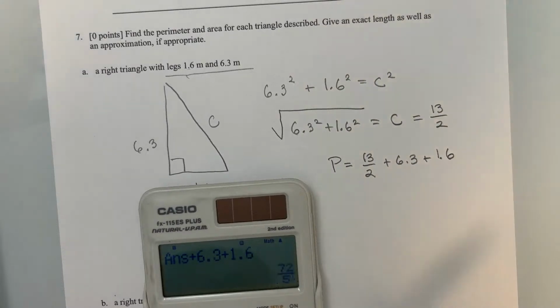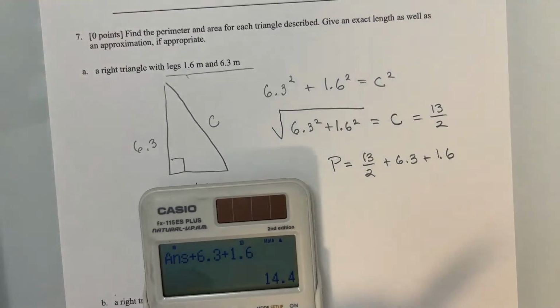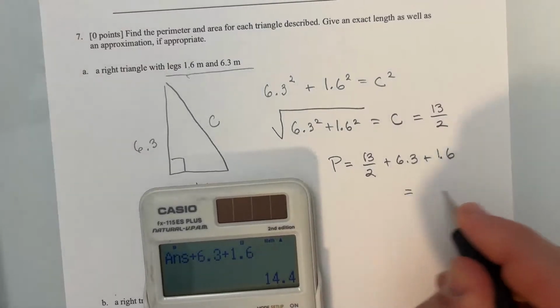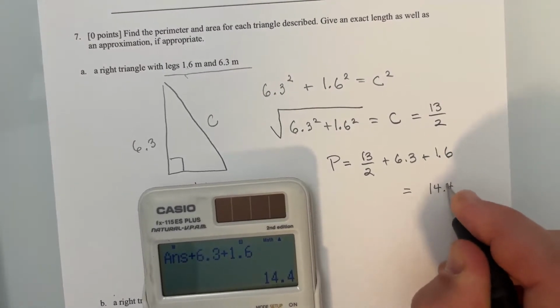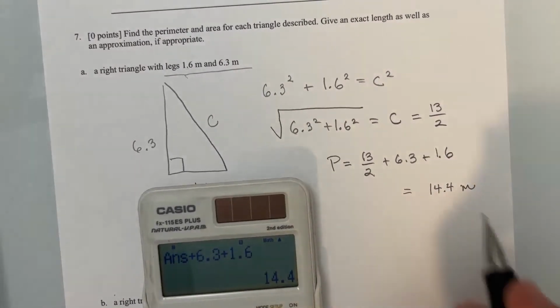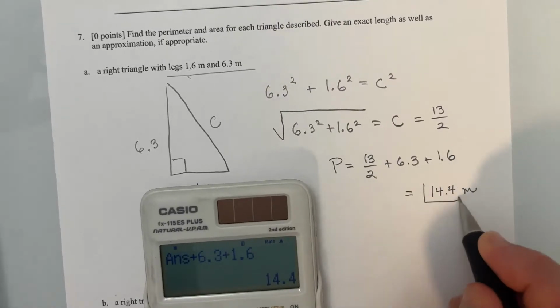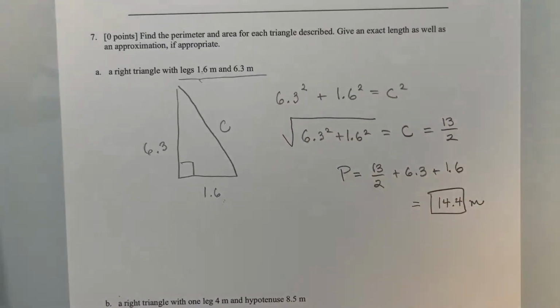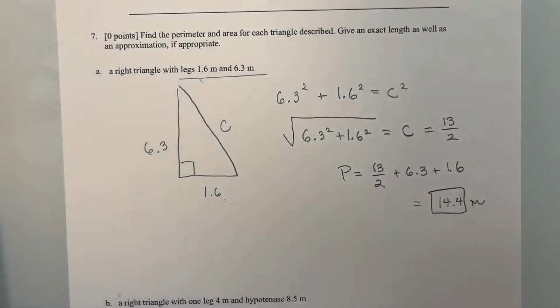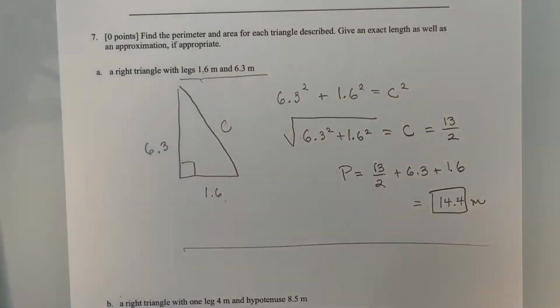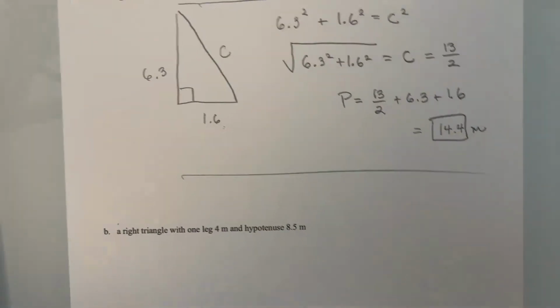So either number is fine. They're both exact. It doesn't really make sense to round. This would be meters, if that were important. So find the perimeter, give exact length as well as approximation, if appropriate. So I'm calling all that good.